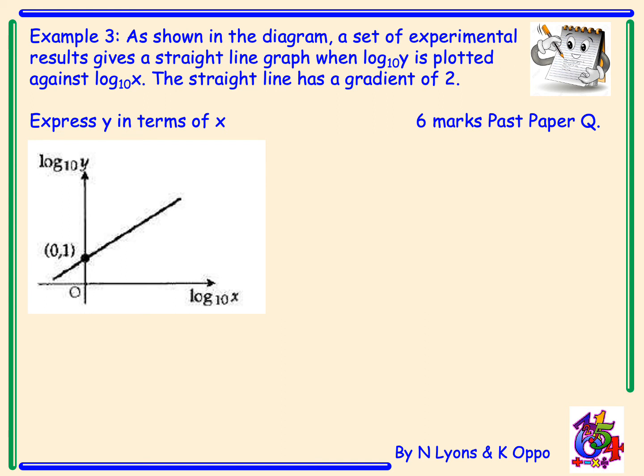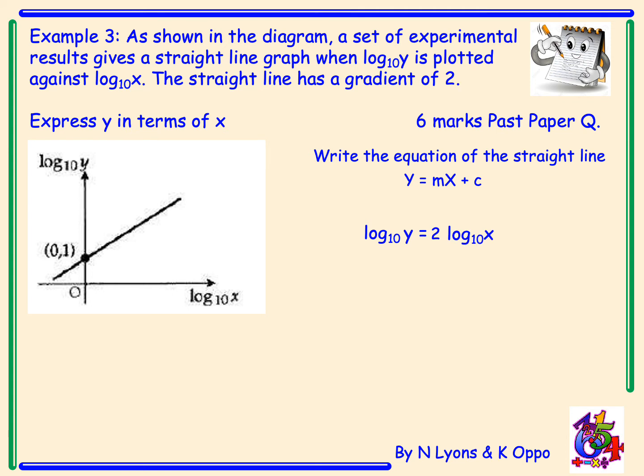Okay, so start from basics. Write the equation of a straight line. So that's y equals mx plus c. But in this case, the y-axis is log y to the base 10. Gradient, you were told in the question, the gradient's 2. What's on the x-axis? It's log x to the base 10. And where's the y-intercept? It's at plus 1. So you've written that down. Apply your rules of logs in reverse.